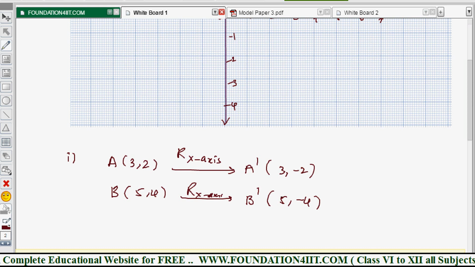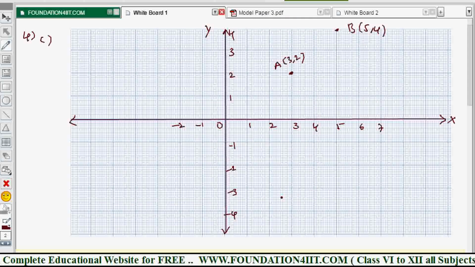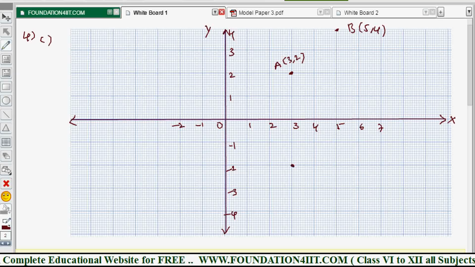Okay, you plot both of these. Then (3, 2) becomes (3, -2), exactly the reflection in the x-axis. So this should be here, and this is A dash, (3, -2). And B is (5, 4), and this is B dash, (5, -4). These both are reflections.